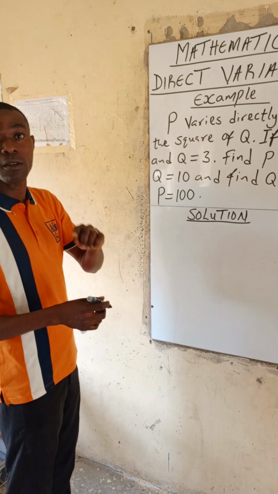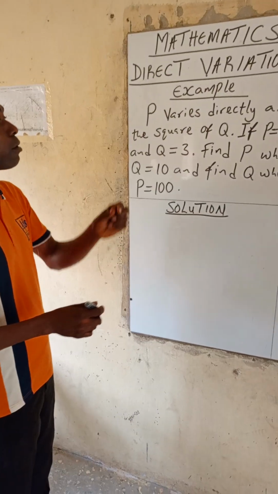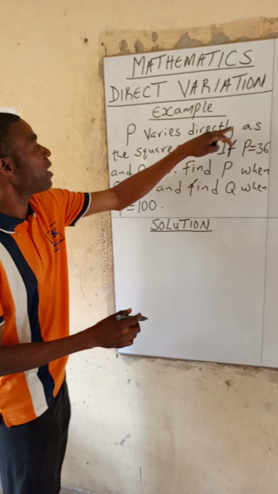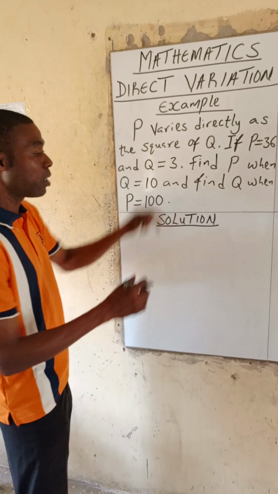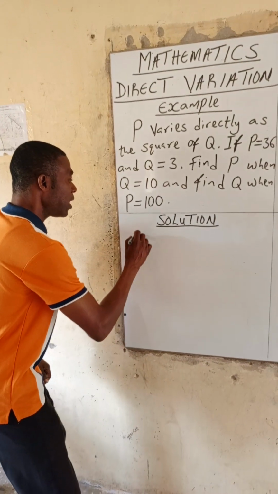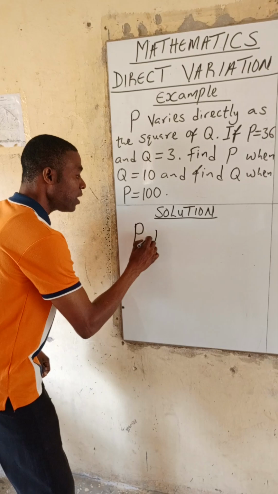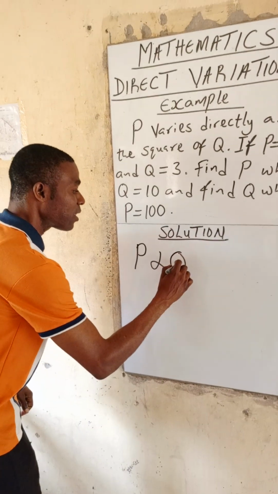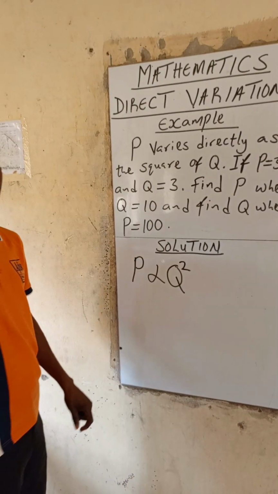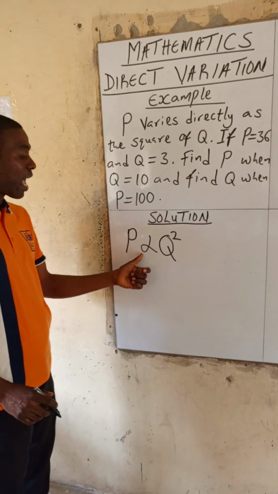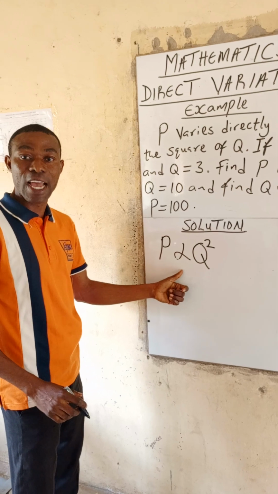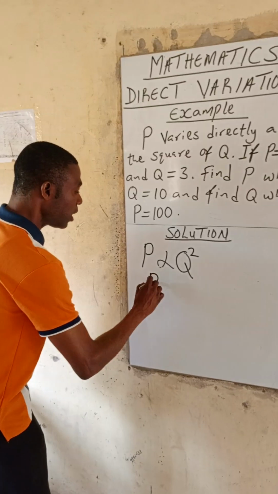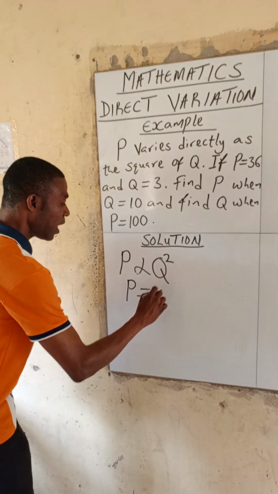Remember, when we discuss direct variation, we mentioned that if we say P varies directly as the square of Q, that means P varies directly as the square of Q, that is Q squared. We learned that we have to remove the proportionality sign and introduce a constant. So we now have P equals KQ squared.